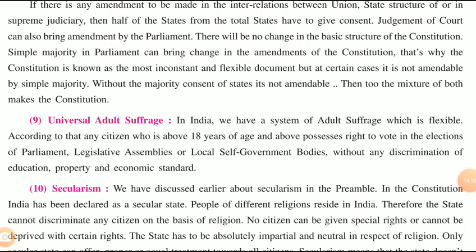Ninth feature is universal adult suffrage. Universal adult suffrage means any adult of 18 or above 18 years has a right to vote for choosing his representative during any election of parliament, legislative assembly, or local self government, and there should not be any discrimination in terms of education, property, and economic standard.